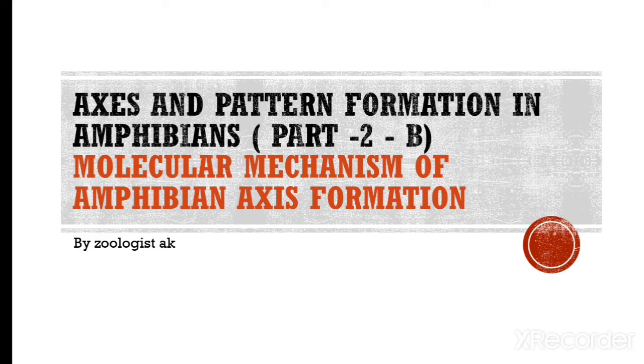I have already discussed the introductory part, and then I talked about the organizer centers and Nieuwkoop center in the molecular mechanism of amphibian axis formation. This is part 2, section B of the molecular mechanism, in which I am going to discuss the induction of neural ectoderm and dorsal mesoderm, and what they result in after the induction. So let's begin.